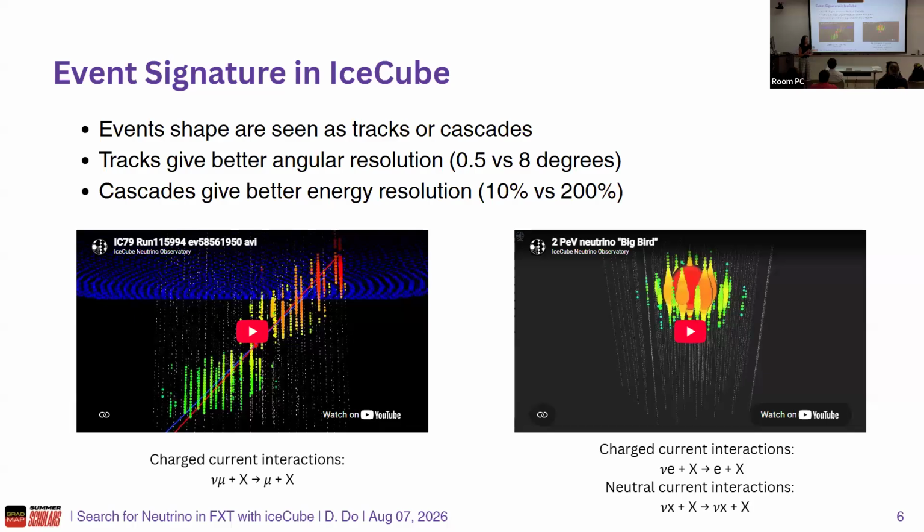So in IceCube, we see two main kinds of events, or shapes. These are called tracks, and over there are cascades. I'll try to play a video of these to show.